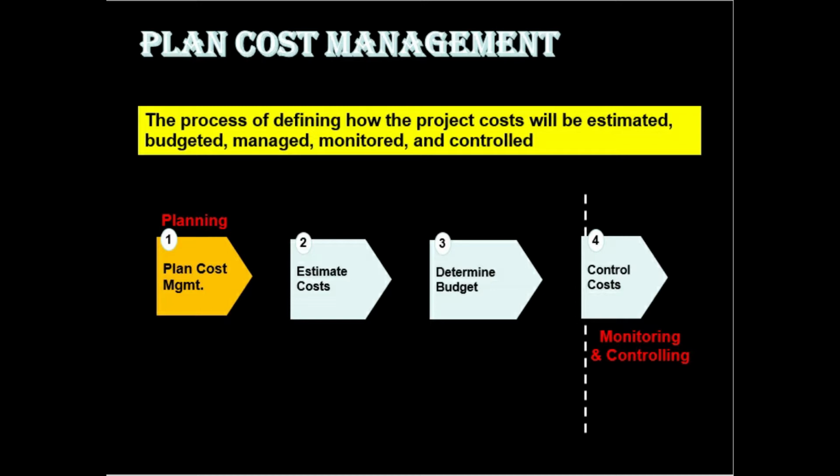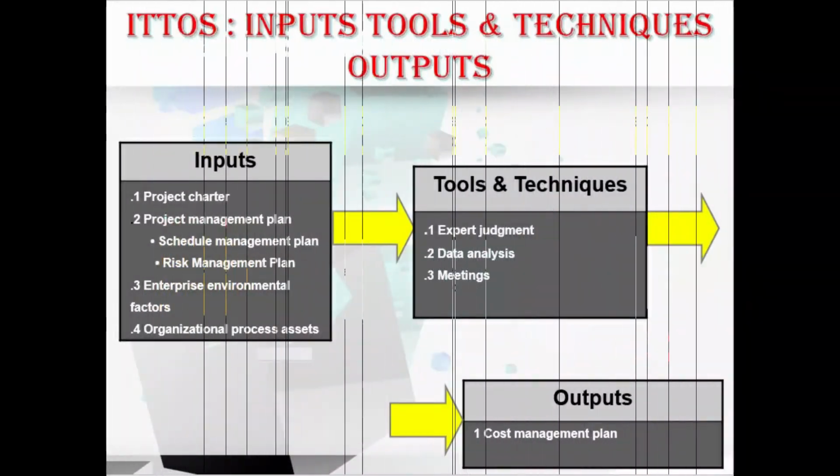Let's move to its definition. Plan cost management is defined as the process of defining how the project cost will be estimated, budgeted, managed, monitored and controlled. The key benefit of this process is that it provides guidance and direction on how the project cost will be managed throughout the project. Let's move to its ITTOs: inputs, tools and techniques, and outputs.